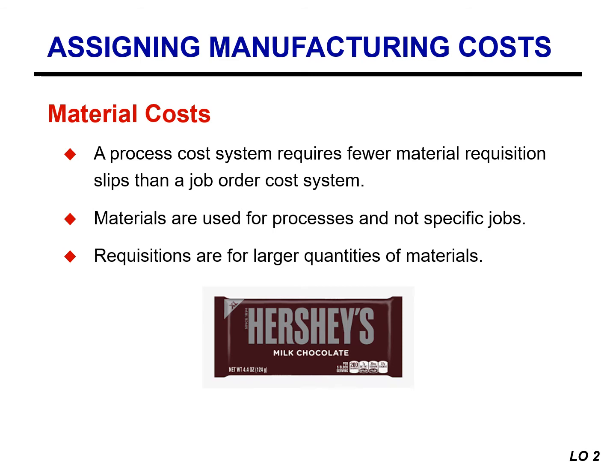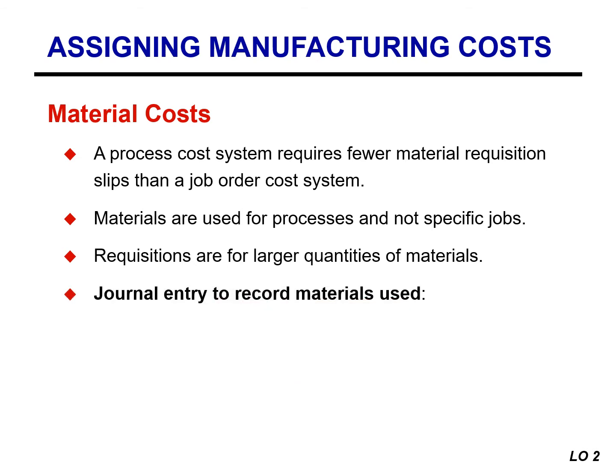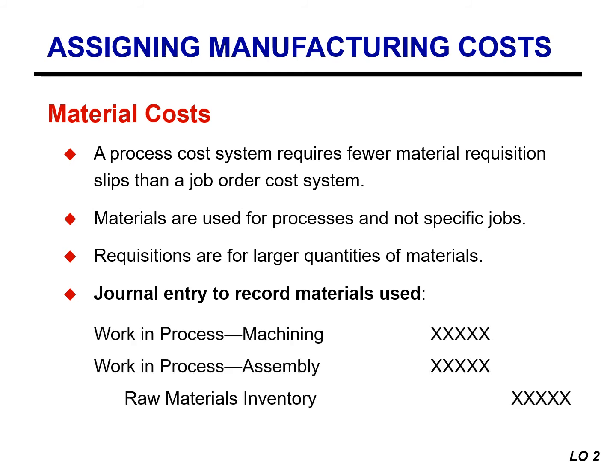For example, in the manufacture of a Hershey candy bar, the chocolate and other ingredients are added at the beginning of the first process, and the wrappers and cartons are added at the end of the packaging process. Tyler adds materials at the beginning of each process. Tyler makes the following entry to record the materials used: debit work in process machining and debit work in process assembling, and it will credit raw materials inventory.